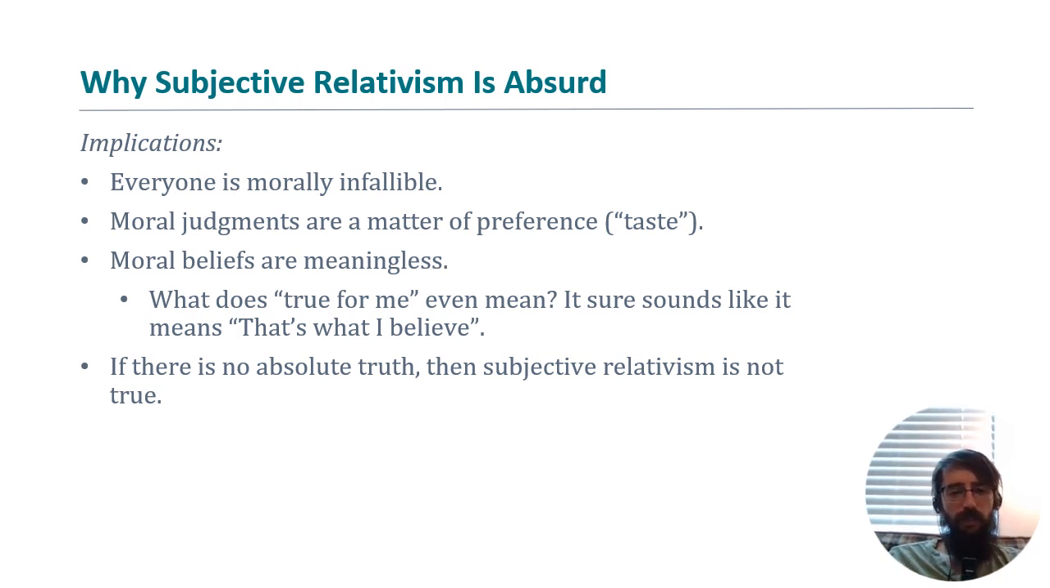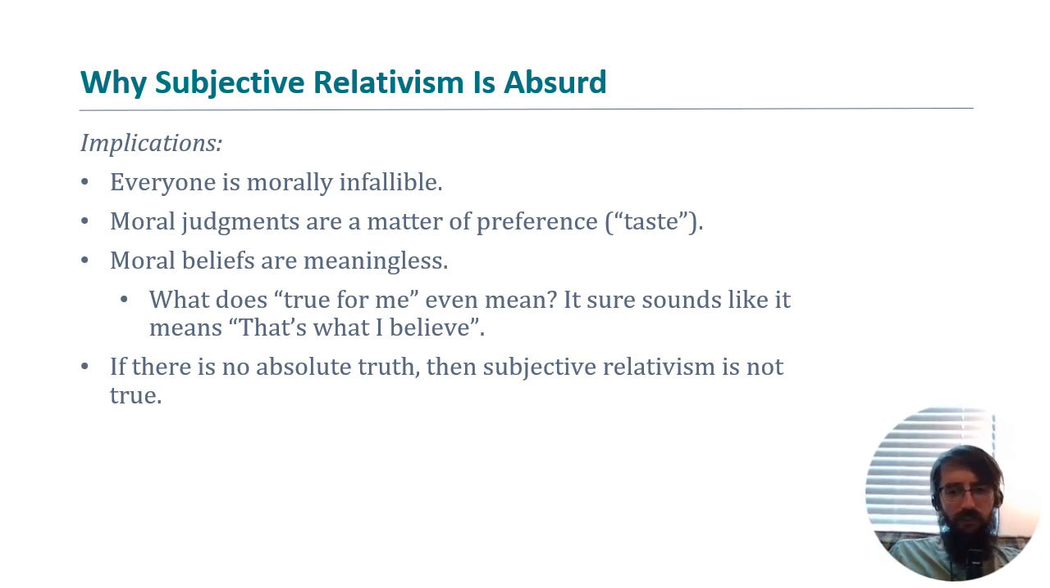All right, so the third implication here of subjective relativism: moral beliefs are meaningless. Now, why do we say this? Well, take the phrase "true for me." The subjective relativist uses this phrase to cash out what it means to say that there's truth in morality. They say there can only be true for me, true for you, but there's no sense in which there's absolute truth in morality, according to this view. But what does this mean, true for me? It sounds like all it means is that's what I believe. If I say something's true for me, I'm saying that's what I believe.